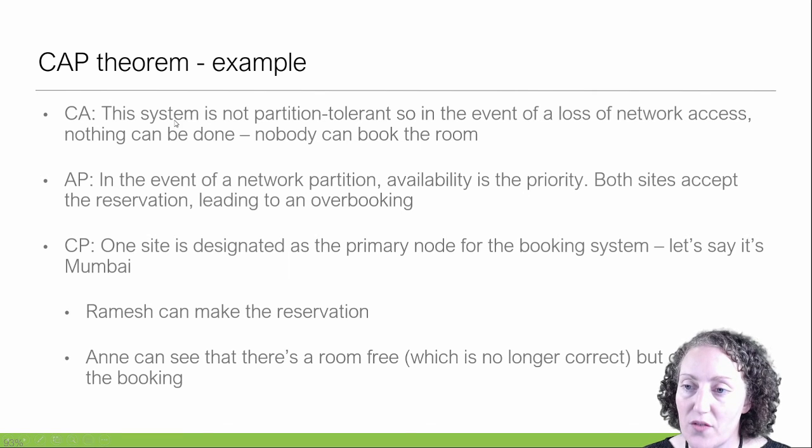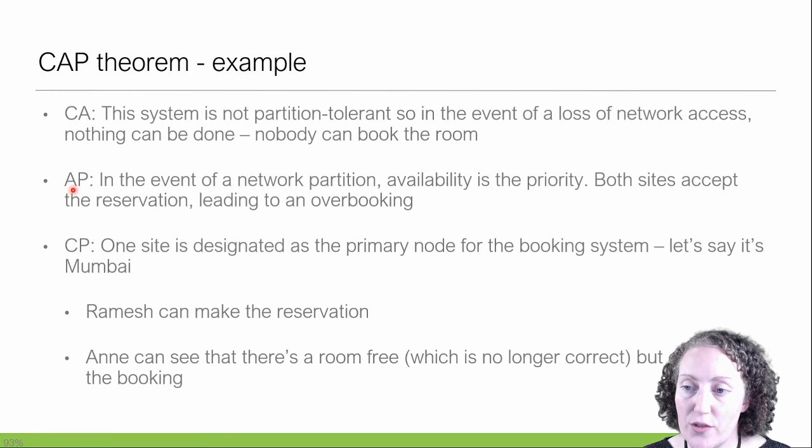Okay, so first of all, a system that is trying to be consistent and available can't be all three. So that means this system isn't partition tolerant. In the event of a loss of network access, then that means we actually can't do anything. So that's how that one would work.